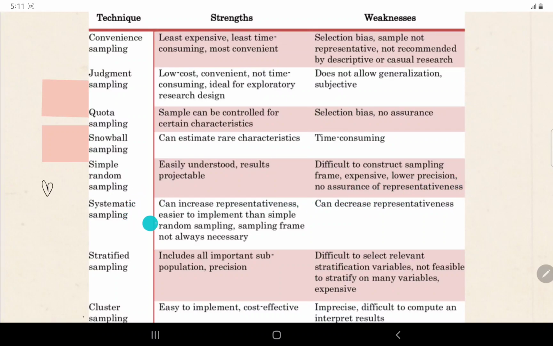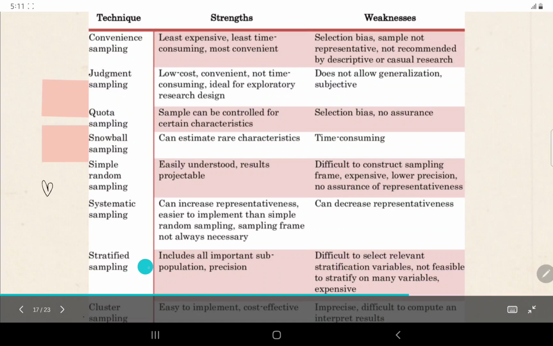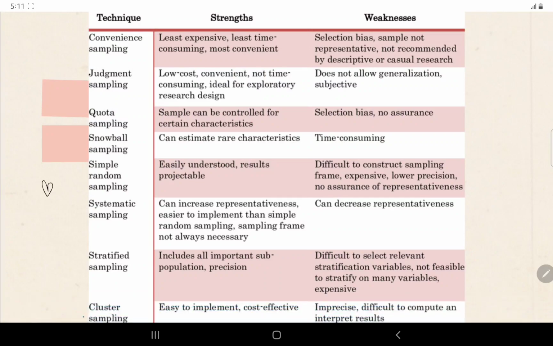For systematic sampling, it can increase representativeness, easier to implement than simple random sampling. Sampling frame not always necessary, but it can decrease representativeness. Okay, then in stratified sampling, it includes all important subpopulations and precision, but it is difficult to select relevant stratification variables, not feasible to stratify on many variables, and expensive. The last one is for cluster sampling. It is easy to implement and cost effective, but it is imprecise, difficult to compute and interpret results.